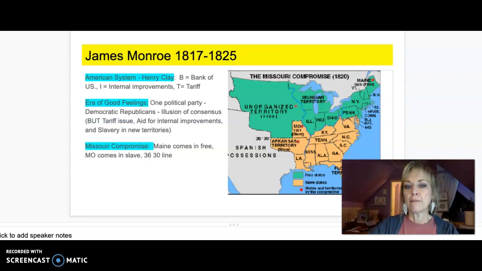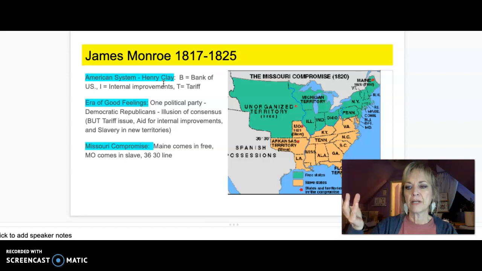Remember the Monroe Doctrine under Monroe's presidency, 1824. Henry Clay was the guy who comes up with the American System. You need to know that phrase. The acronym we use is BIT. He wanted another Bank of the U.S., internal improvements, and a higher tariff.